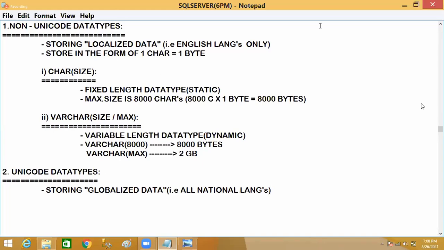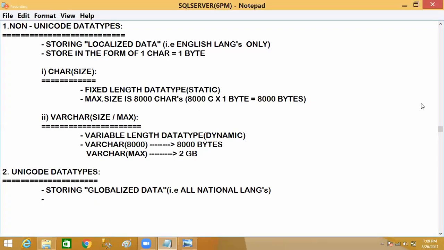Carefully observe, in the universal, every country has a national language. So every national language which is official, whatever the states and countries are there, and whatever the official languages are for the countries, all those official languages, data or language or culture, I can store it. So that's why all national languages information I can store.